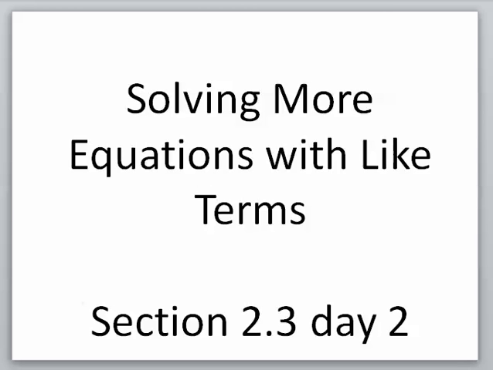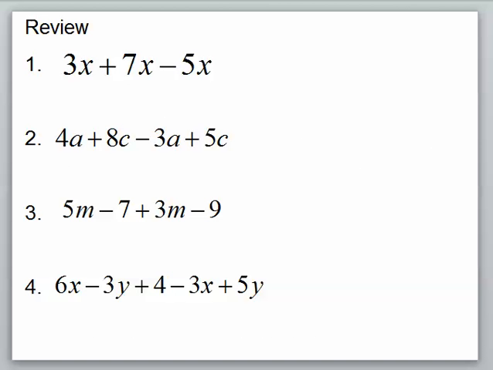Alright, so today we're going to continue solving some multi-step equations, but we're going to solve them with like terms. So let's review what a like term is. Like terms are things that have the same variable with the same exponent. So all three of these are like terms because they all have x to the first power. So we've got 3 plus 7, which is 10, minus 5, which would be a 5x.